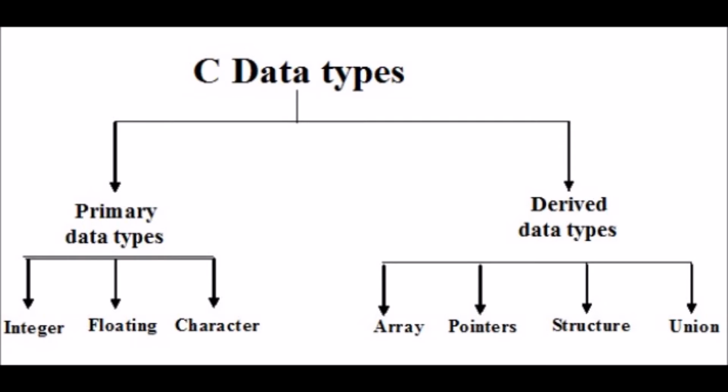Now coming to the third data type, that is a character. Character data type is used to store a single character. That single character can be anything. It can be an alphabet, a symbol or a number. But remember, it should be only a single character.